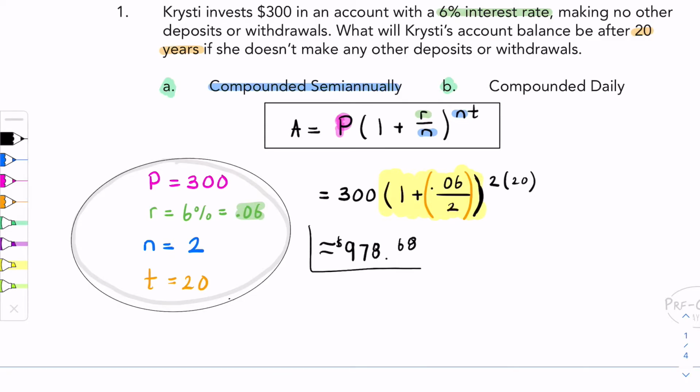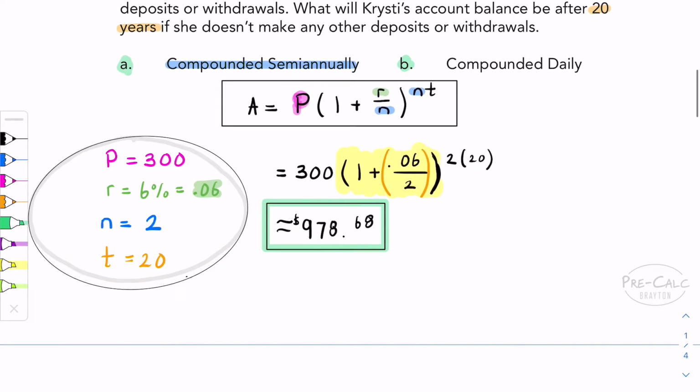When you're working with money, you should just get into a good habit of rounding to the nearest hundredth. That is what money would typically be rounded to, 2 decimal places for change. All right, so answering the question for compounded semi-annually, you would say that after 20 years, you would have $978. So she started with 300, that means she earned $678.68 over the course of 20 years.